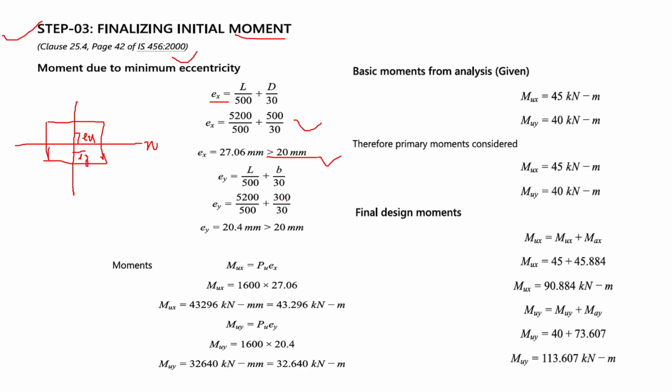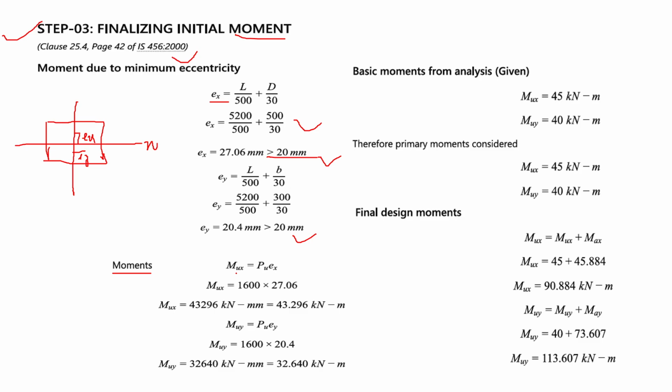Similarly, we will find out the minimum eccentricity about the y-axis, that is ey: Le by 500 plus b by 30, and we are getting 20.4 mm, that is greater than 20, that means it is good, it is safe. Then I get the moment. Mux, this is due to what? This is the moment due to the minimum eccentricity.